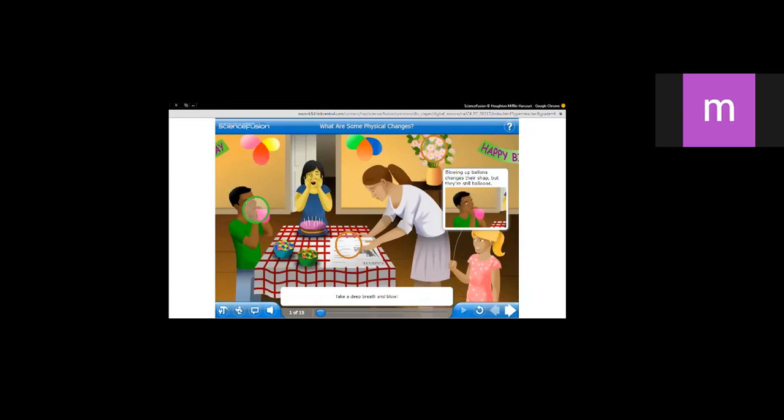Take a deep breath and blow. Balloons change shape when someone blows them up. It's amazing how a little, or maybe a big, breath makes something look so much better. Put this balloon with all the others, and it feels like a party.